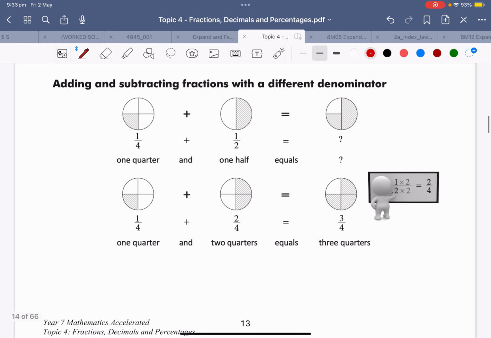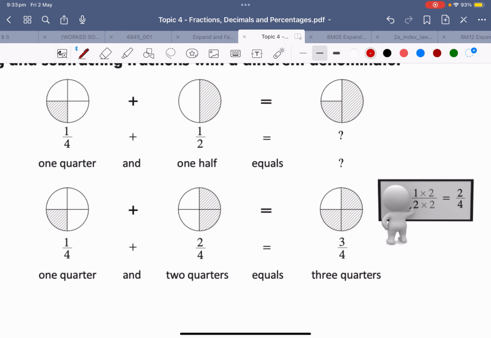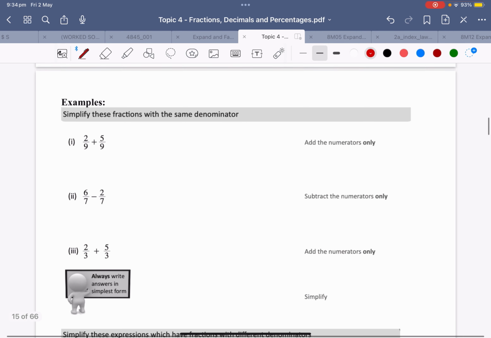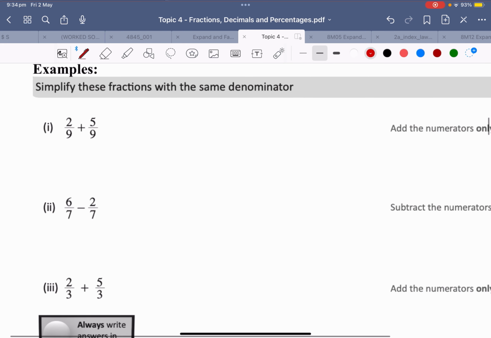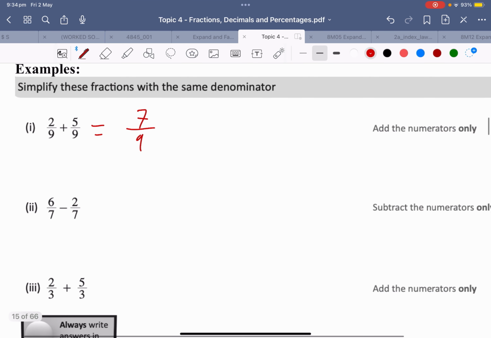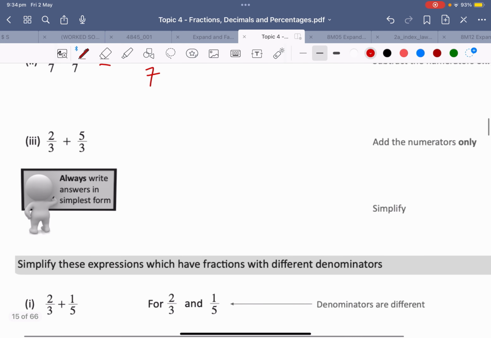If they do not, that's a problem. We wish to convert them into equivalent fractions with the same denominator. So we need to actually revert them back to less simplified versions and find the lowest common multiple. As an example, 2 over 9 plus 5 over 9 has the same denominator, so 9 stays the same, and the answer is 7 over 9. 6 over 7 minus 2 over 7 is just over 7, but 4, all is well.